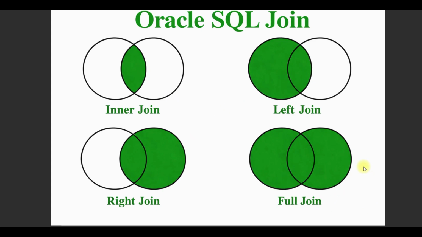What are joins? In Oracle SQL, a join is used to combine rows from 2 or more tables based on related columns. Most commonly, we use a foreign key to connect tables. For example, employees and departments. Imagine the employees table has a department ID and the departments table has an ID. Using a join, we can show employee details along with their department names. Let us see how we can do that.